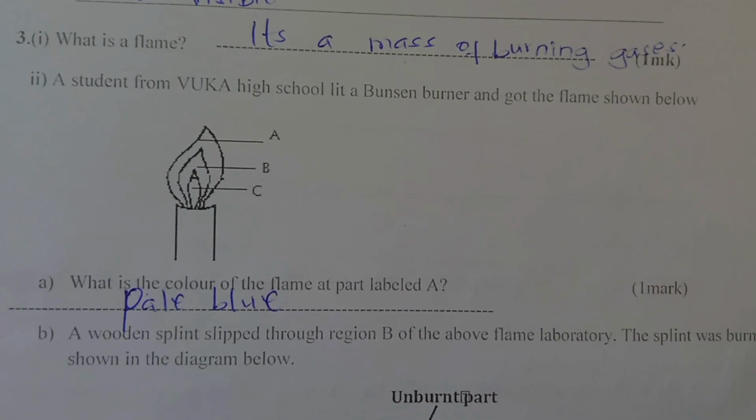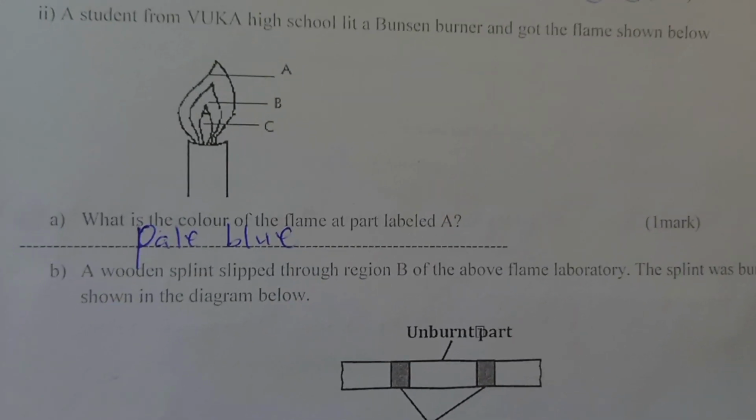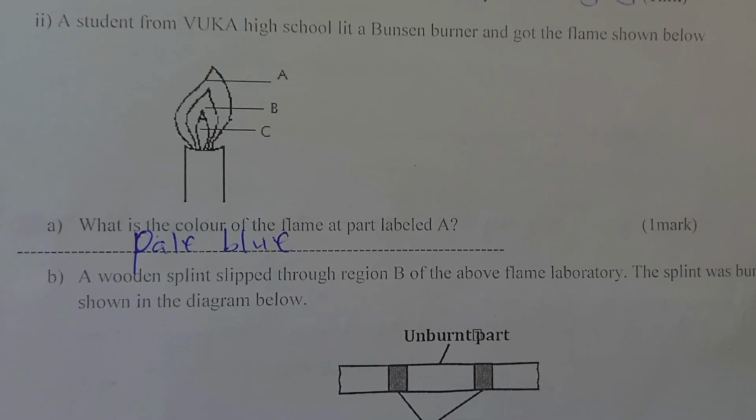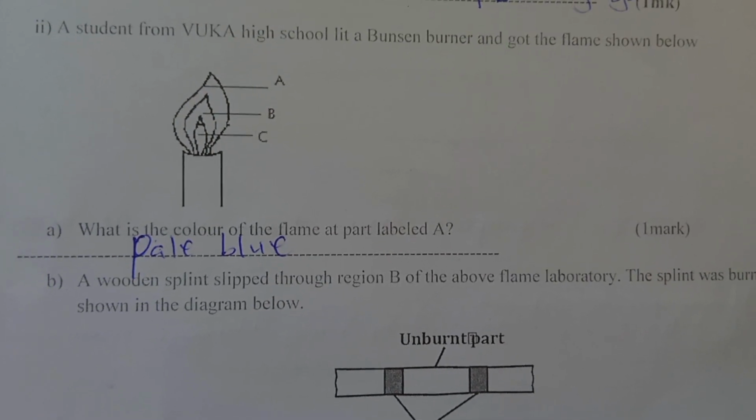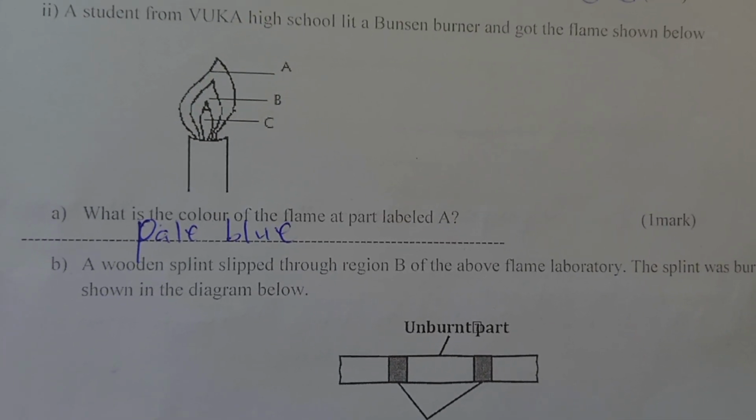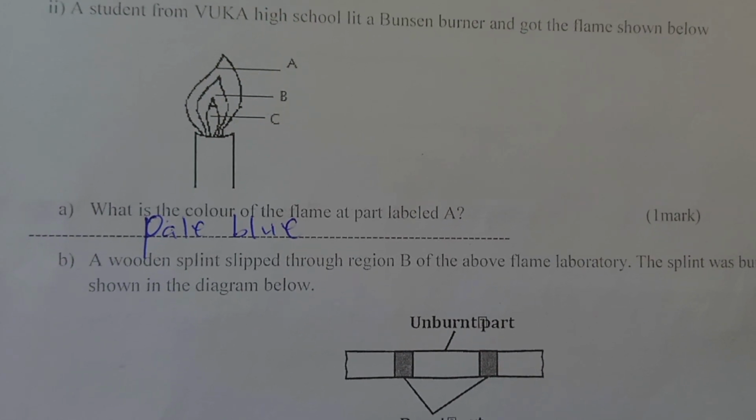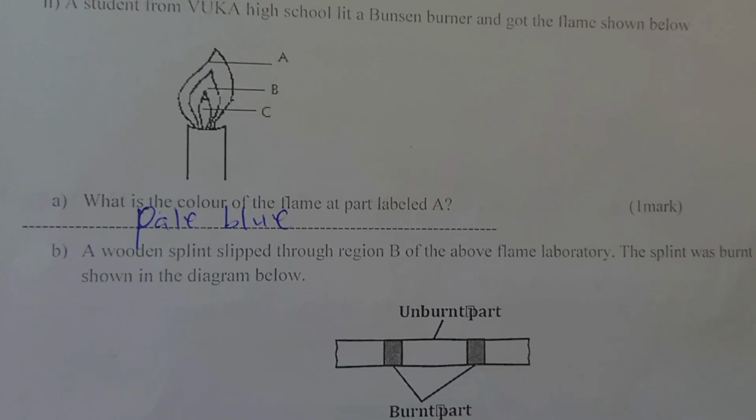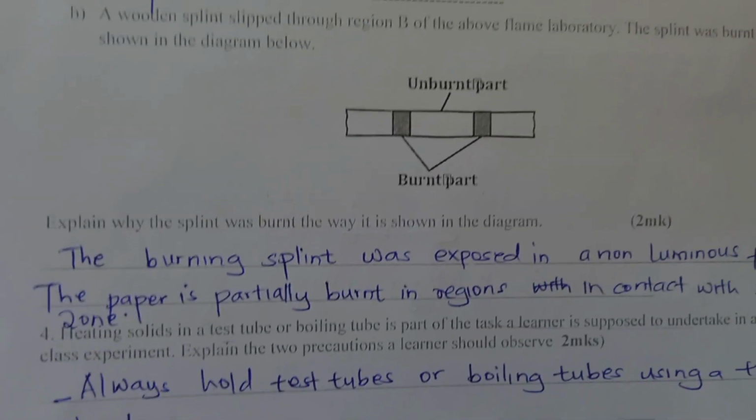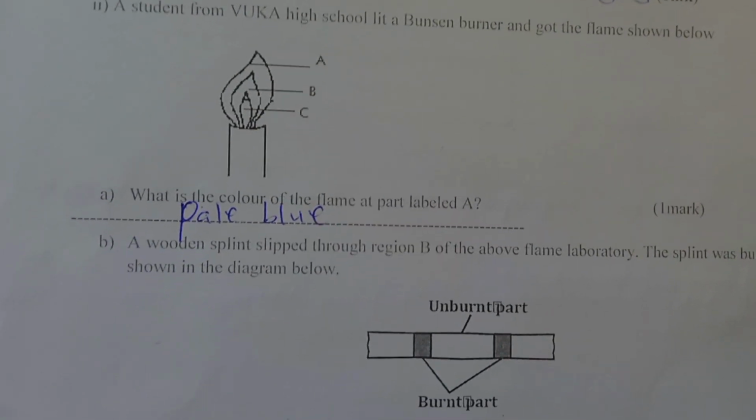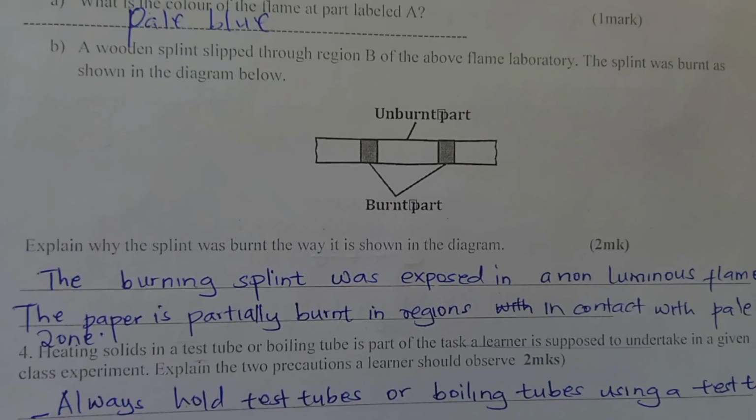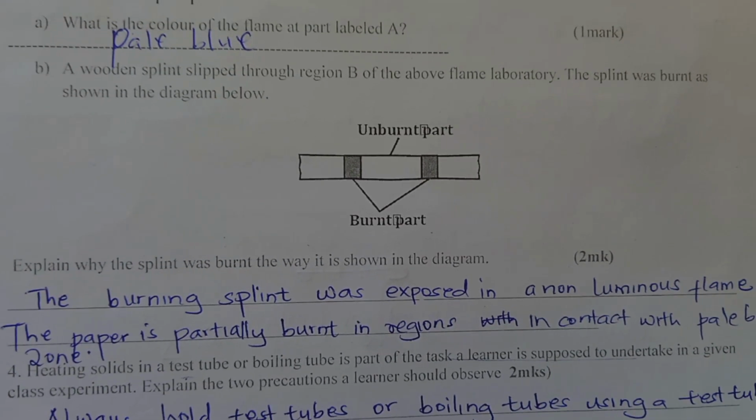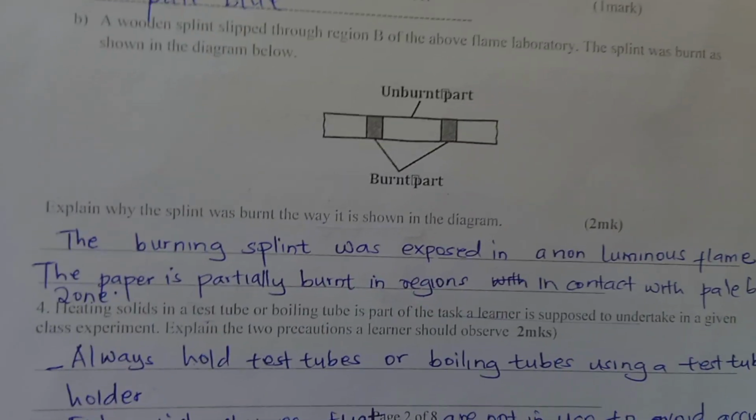What is a flame? It's a mass of burning gases. Students from Vuka High School lit a Bunsen burner and got the flame shown. You're supposed to state the color of the flame part labeled A, that is pale blue, the pale blue zone. A wooden splint was slipped through region B, and the splint was burnt as shown in that diagram. You can see the diagram very well.